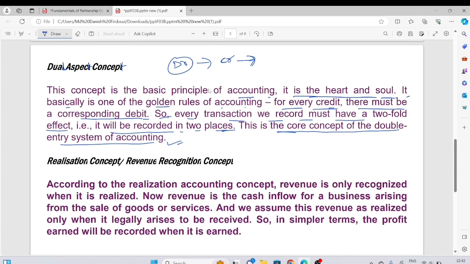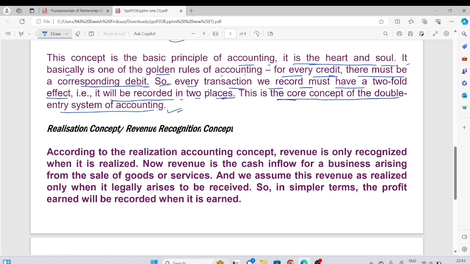Now come to the next concept, which is the realization concept or revenue recognition concept. What does the realization or revenue recognition concept state? According to this concept, revenue is only recognized when it is realized. Now, revenue is the cash inflow of a business arising from the sale of goods or services, and we assume this revenue as realized only when the right to receive it legally arises.